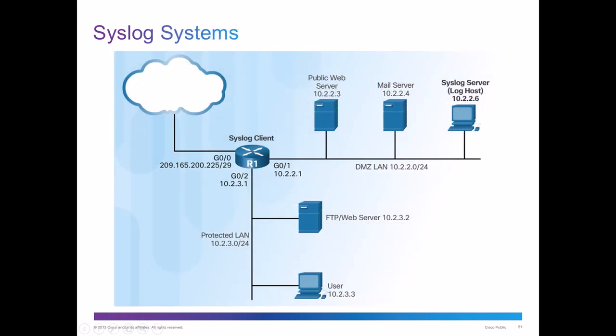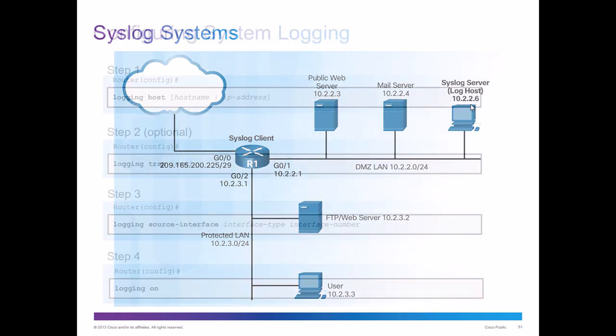So how do we set up the Syslog server? Say we have the Syslog server right here at 10.2.2.6, and we want to set up router R1, where interface G0/1 is the one facing the Syslog server. So R1 is going to be sending all the events to this Syslog server at 10.2.2.6.